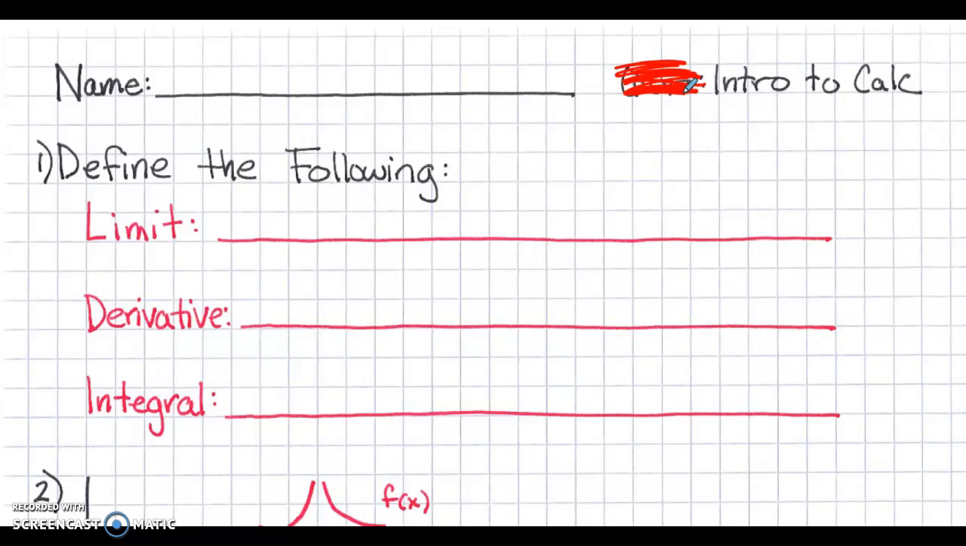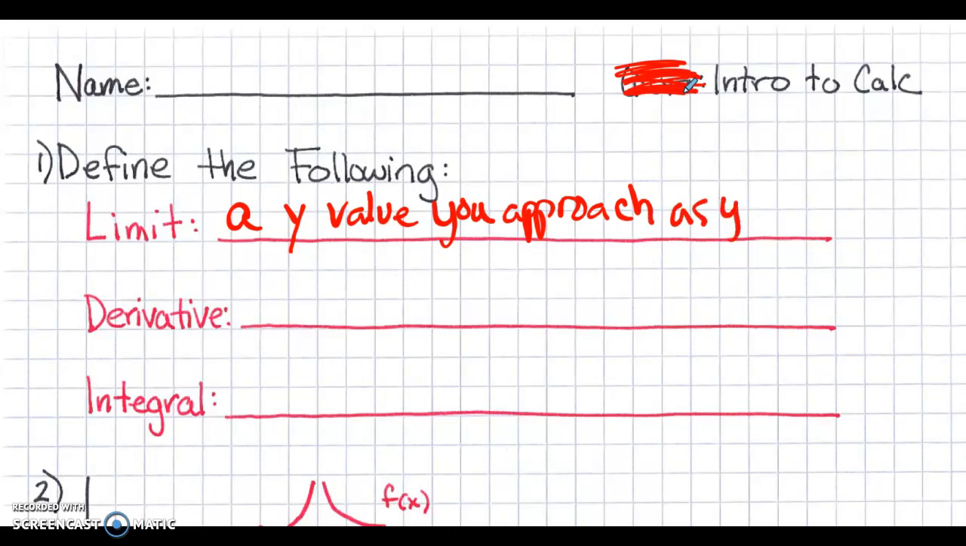I have here defined the following. Limit is a y value you approach as you head towards a certain x value. I hate that definition. I'm sorry. It's the one thing with limits. It's hard to come up with a short version of the definition. But basically, as you head towards a certain x, it's the particular y value you head towards.